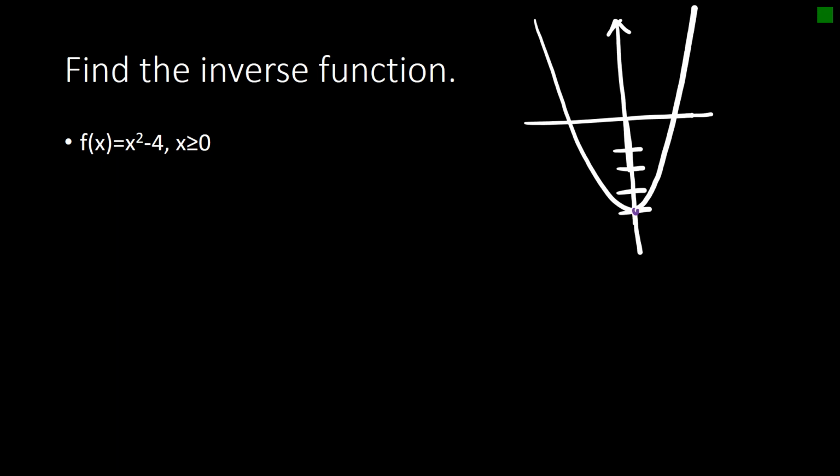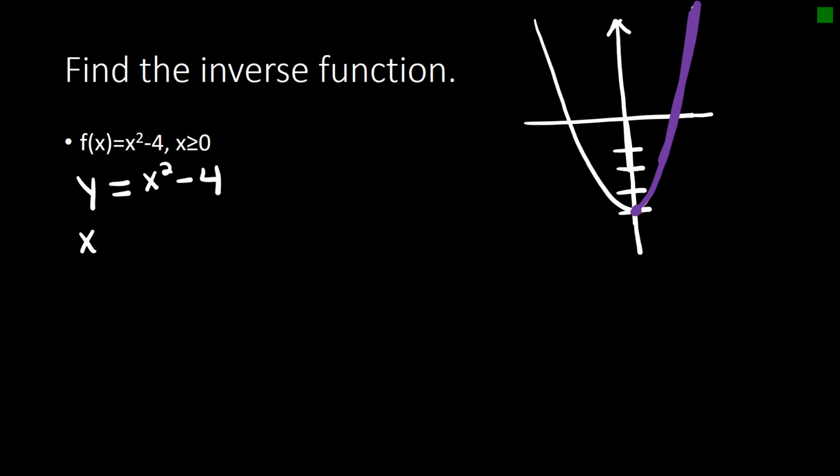But if we restrict the domain to all x is greater than or equal to 0, then we're now looking at the purple portion of this graph. And that portion will pass the horizontal line test. So yes, we can find the inverse of this function. So we have f of x equals x squared minus 4. So the first step, you replace f of x with y.